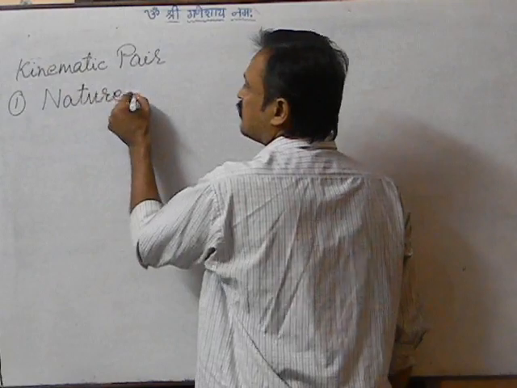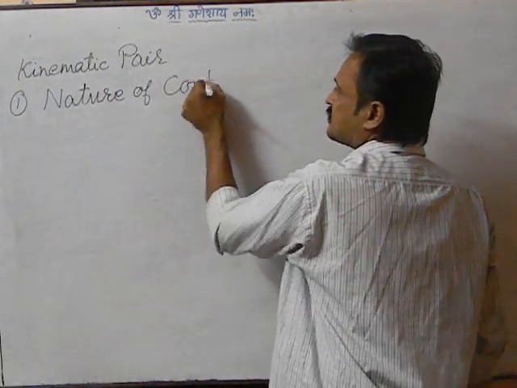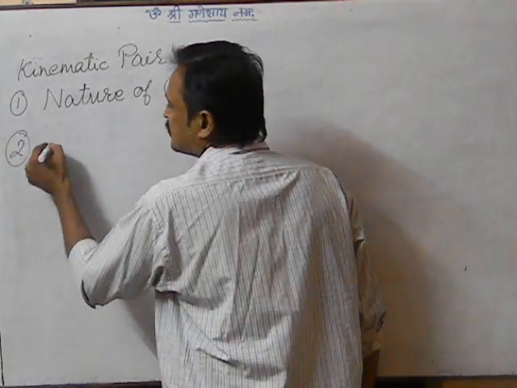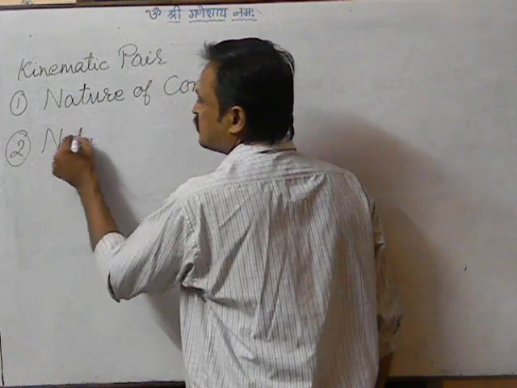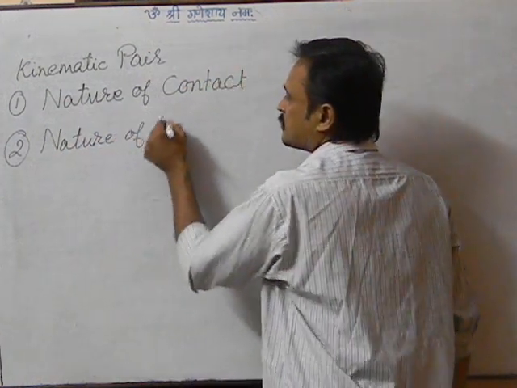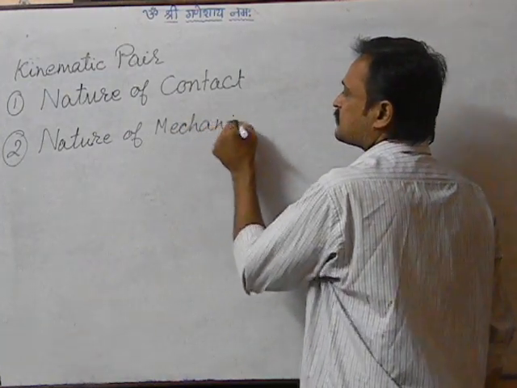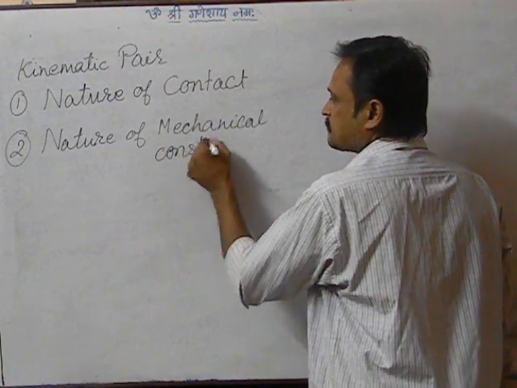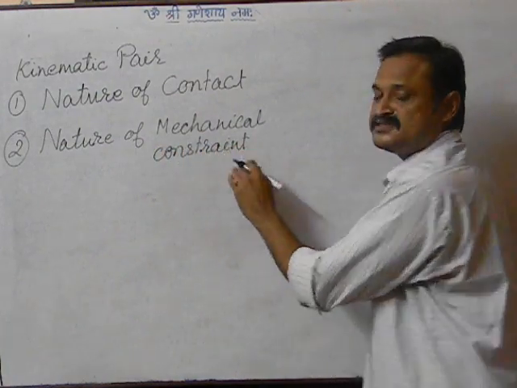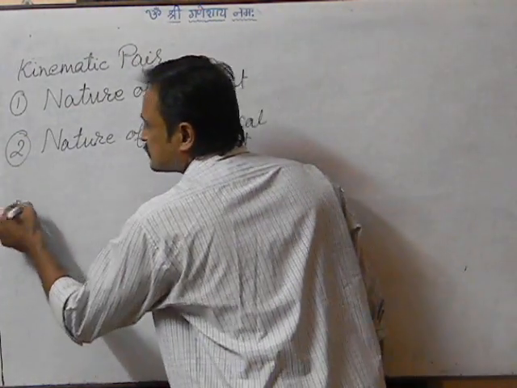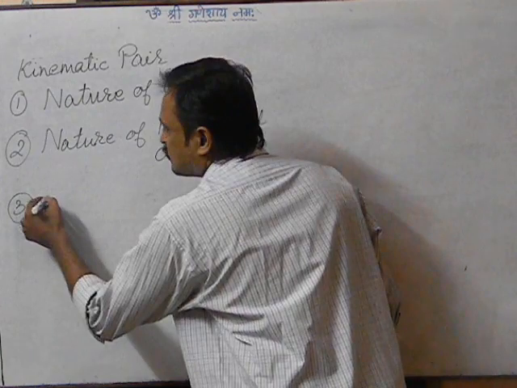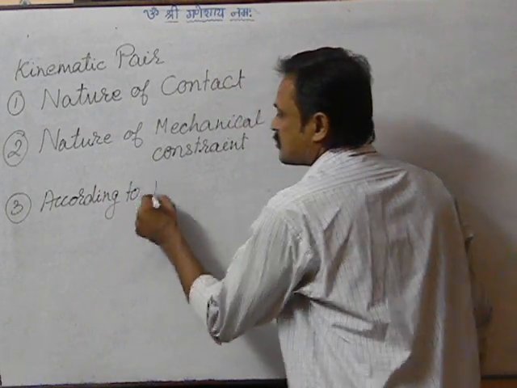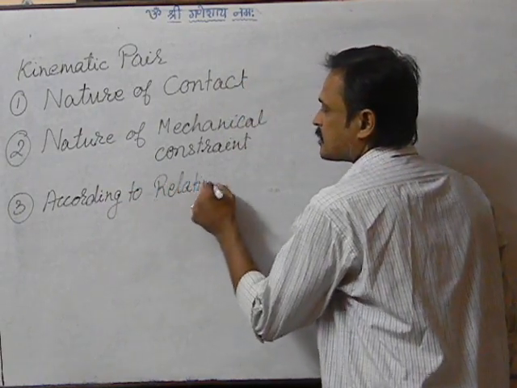nature of contact, then according to the nature of mechanical constraint. Constraint means restrictions. And third, we categorize according to relative motion.